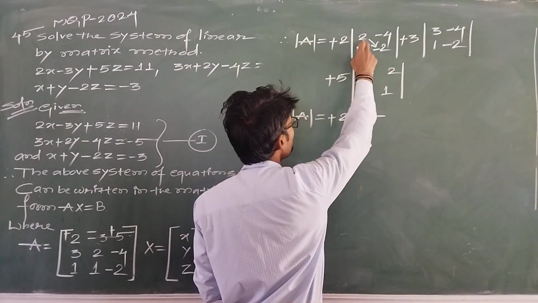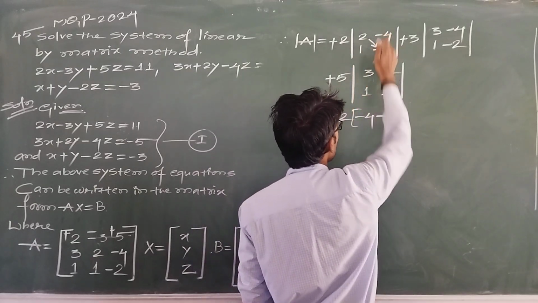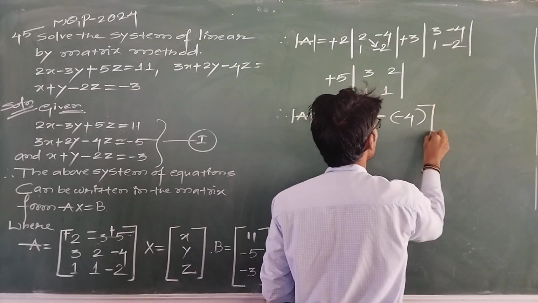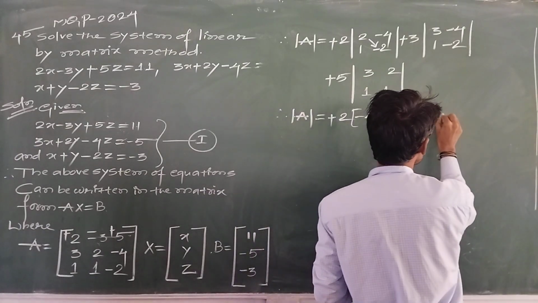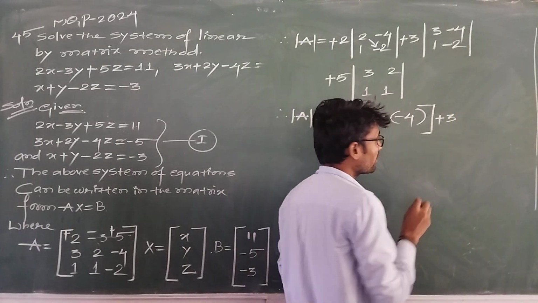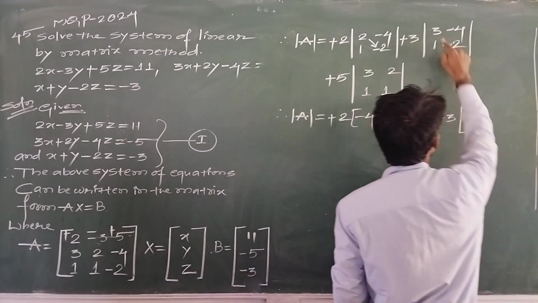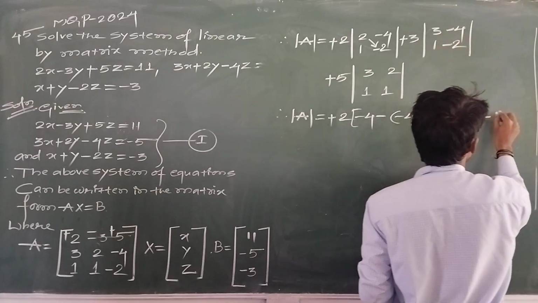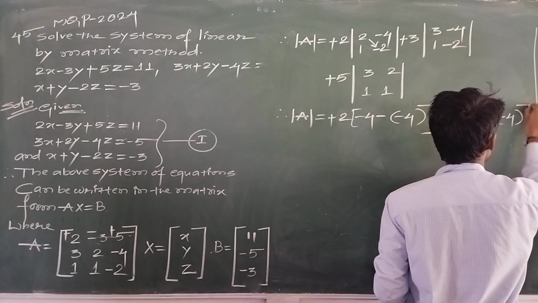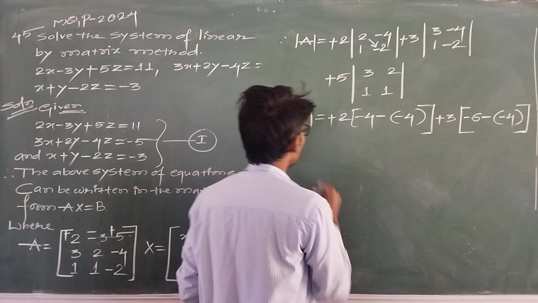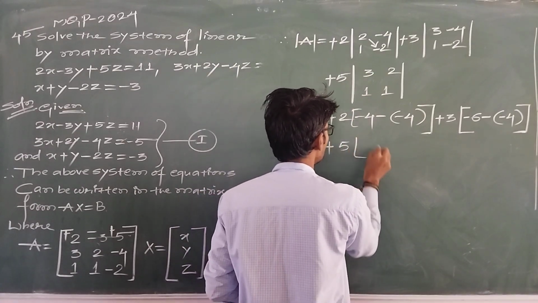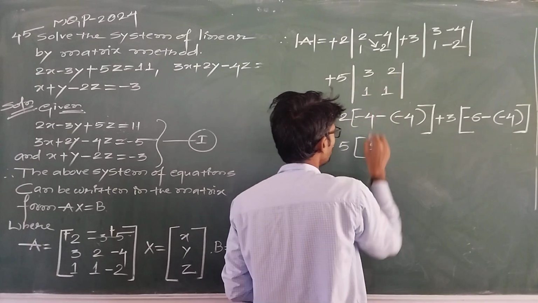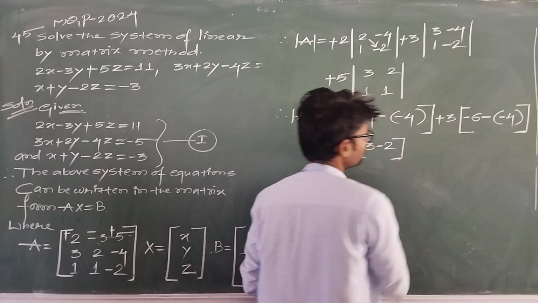So see, 2 into minus 2 is minus 4. Next, 1 into minus 4, 1 into minus 4 is minus 4. Bracket complete. Next you write plus 3. Inside the square bracket you write 3 into minus 6, minus you write minus 4 into 1. Minus 4 into 1 is minus 4. Next, plus 5 you write, 3 ones are 3. Next, 1 into 2, it is minus 2.